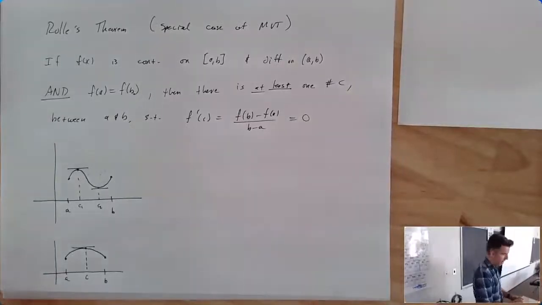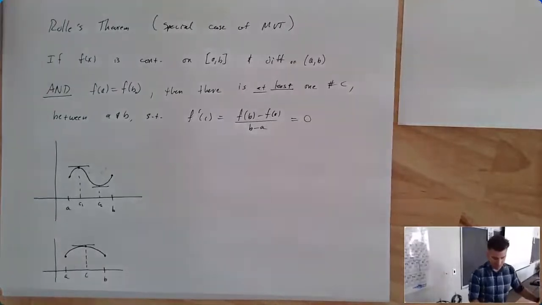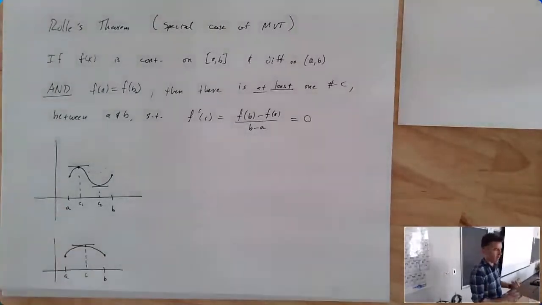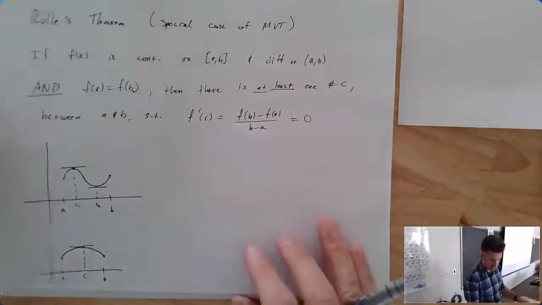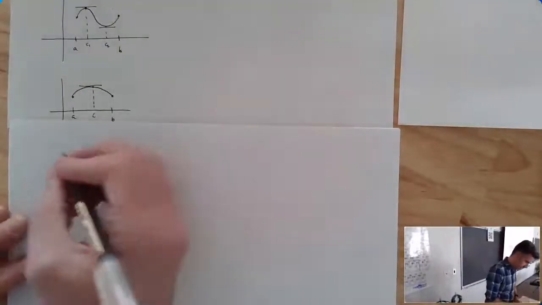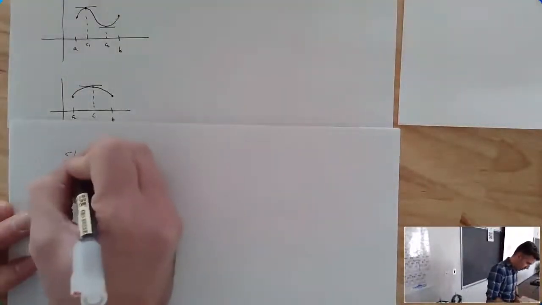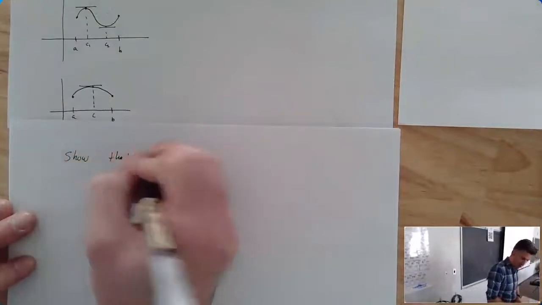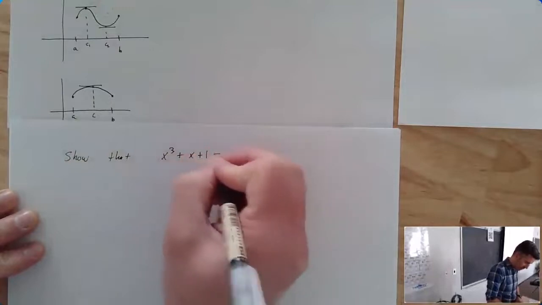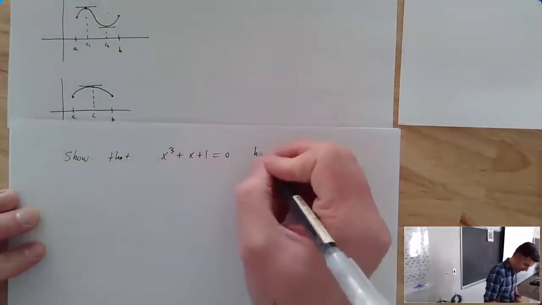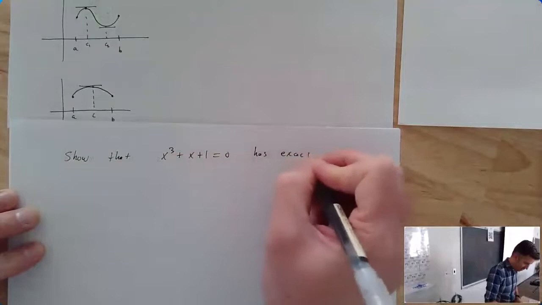All right, so now here's the question I want to ask you all. You're always welcome to write everything down, but I would maybe not write this next one down just because it's kind of a giant pain. Let's take a look. So here's the question we were going to explore, and then we'll move on. Show that this equation, x cubed plus x plus 1 equal to 0, has exactly one solution.